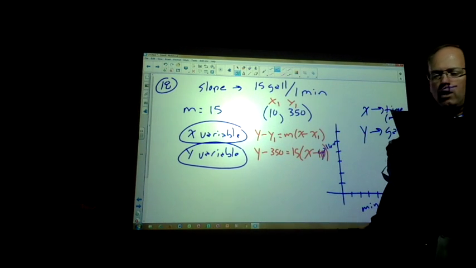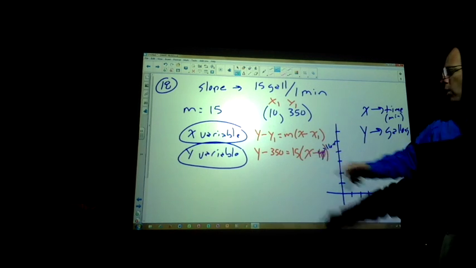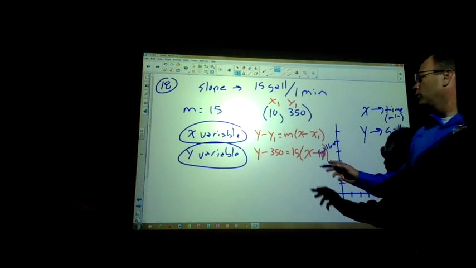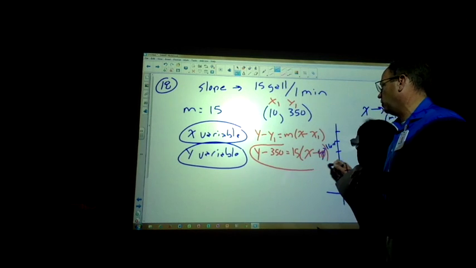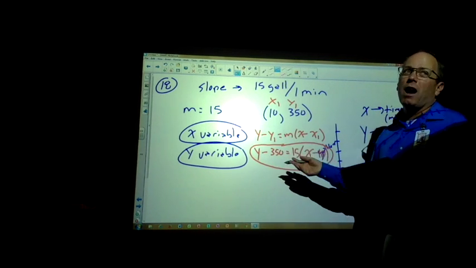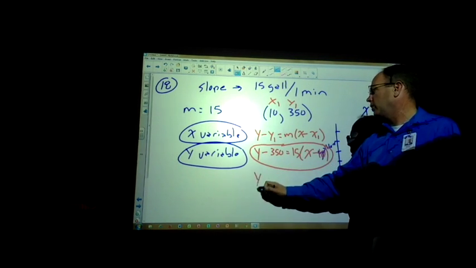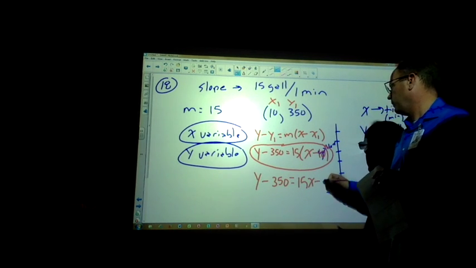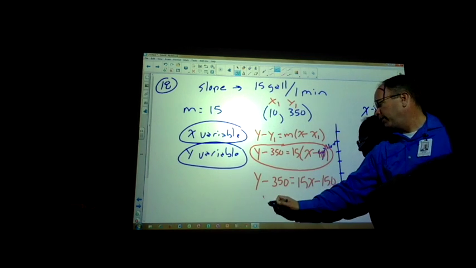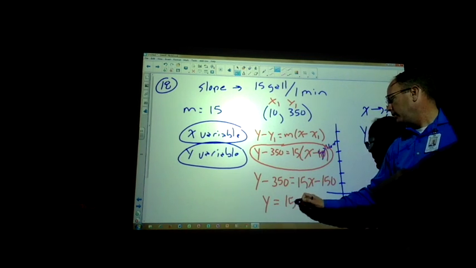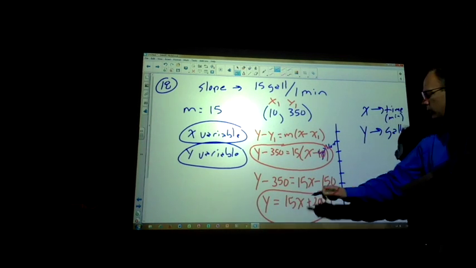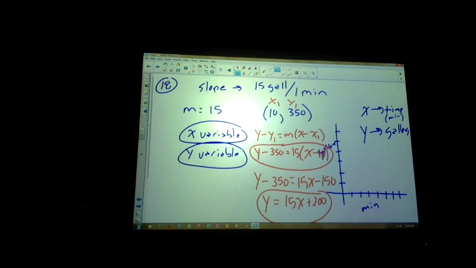It just says write an equation. Is that an equation? Yeah. It's totally done. Wait, but it asks for the y. Oh, it's going to ask for other stuff later, huh? So if you were to leave this just as your equation, you're fine. You might have to modify it to y equals later. So I'm going to distribute the 15 over the parentheses, and then I'm going to add 350 to both sides. So that is just that modifier.